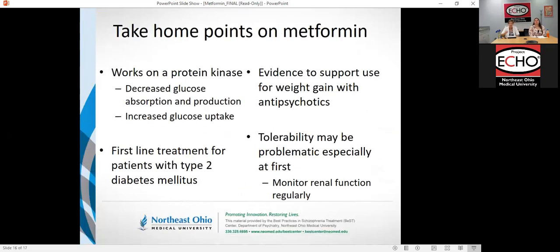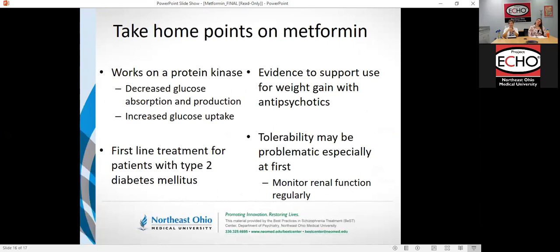So a couple take-home points. Metformin works on the AMP activated protein kinase, which ultimately is going to decrease glucose absorption. It decreases the production of new glucose in the liver, and it helps increase the glucose uptake by the peripheral tissue. It's definitely used first line in patients with diabetes. There may be a role in prevention of diabetes in some patients that are at risk.